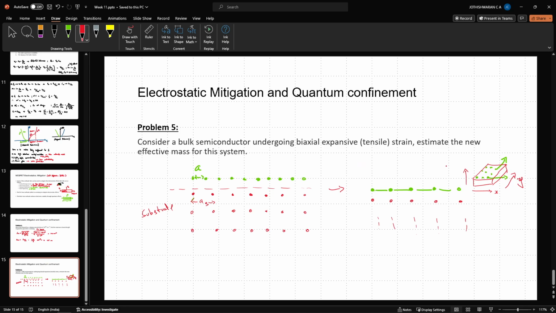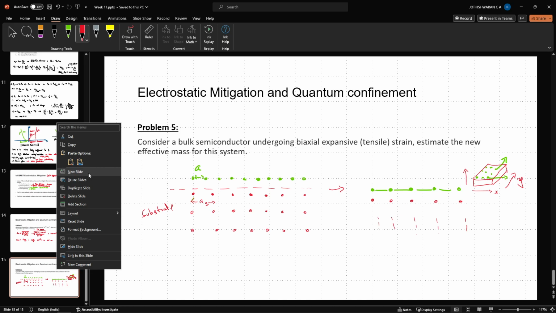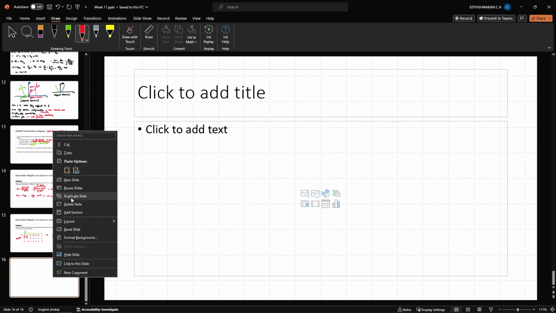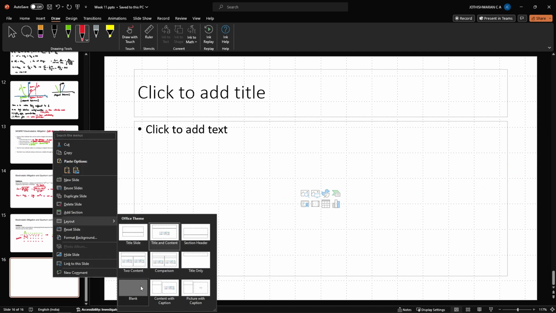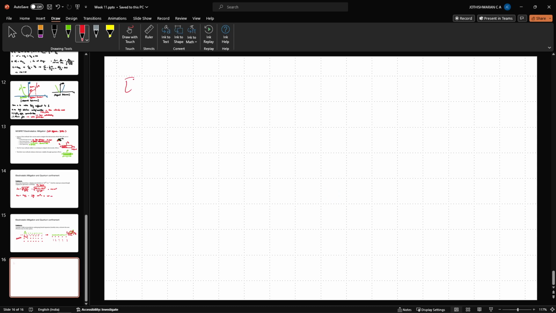Now estimate the new effective mass for this system. So how do we go about this? What we should remember to solve this problem, and again in greater detail I shall address this in next week's session, is that the total energy for a bulk material is h squared by 2 m star times kx squared plus ky squared plus kz squared.